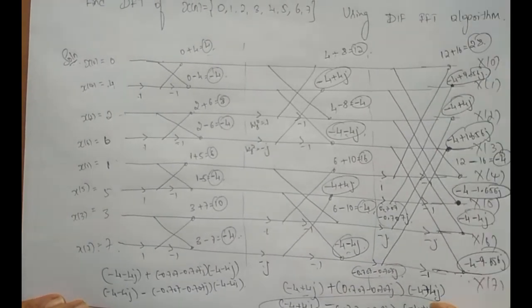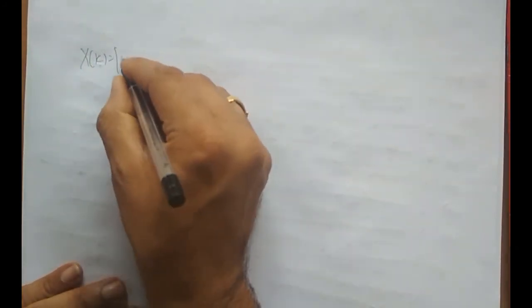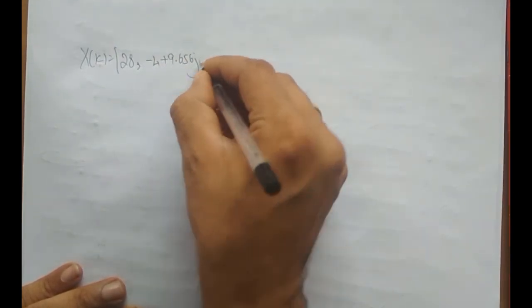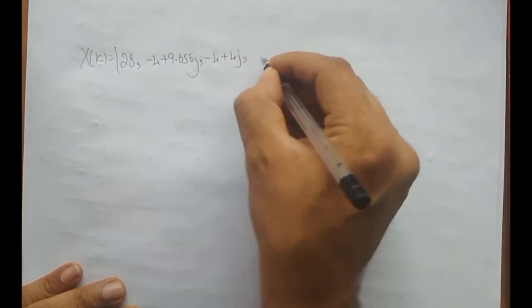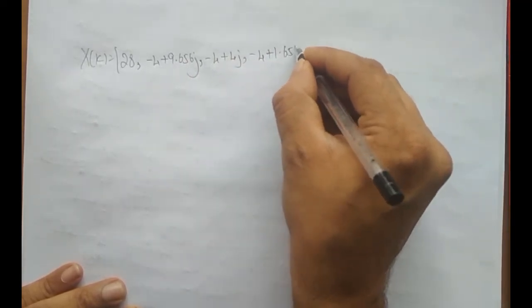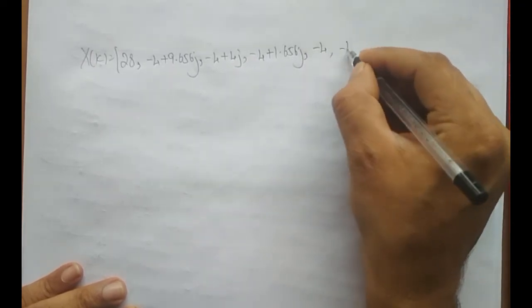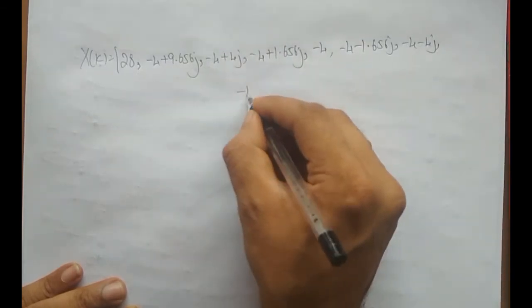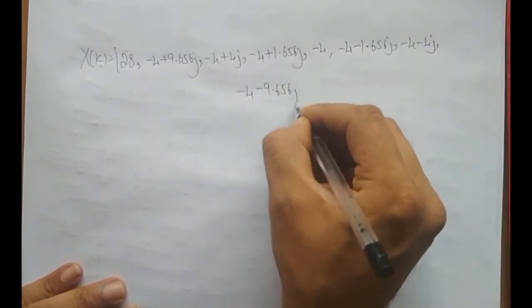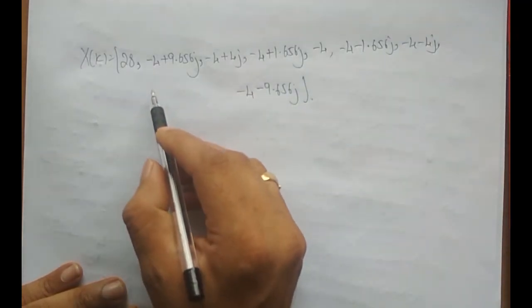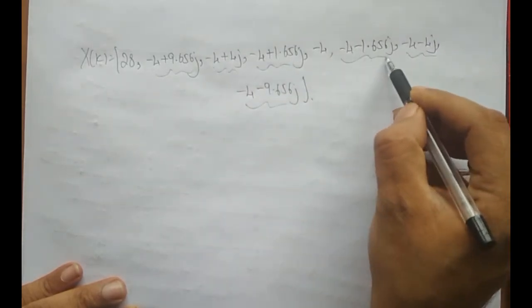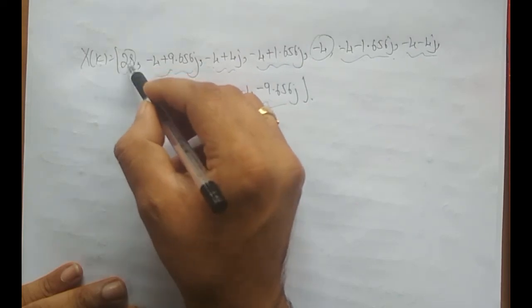Fine. So the final answer is X of k equal to 28, minus 4 plus 9.656j, minus 4 plus 4j, minus 4 plus 1.656j, minus 4, minus 4 minus 1.656j, minus 4 minus 4j, minus 4 minus 9.656j. If you see, the symmetry property is verified here. This is the complex conjugate of this, this is the complex conjugate of this, this is the complex conjugate of this, this is real, and this is the sum of all the time domain samples.